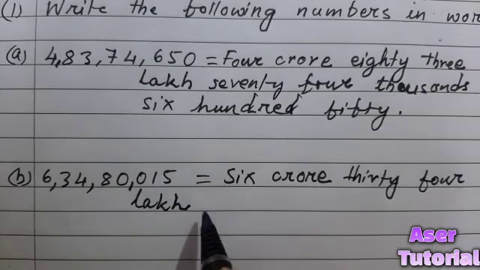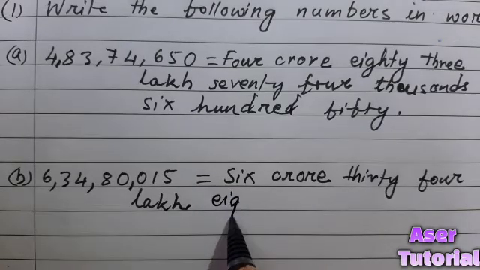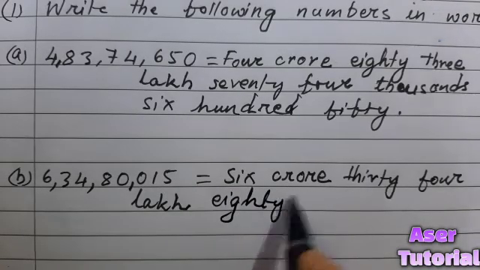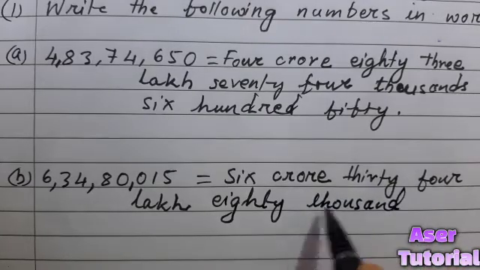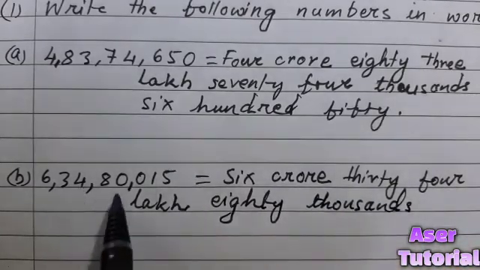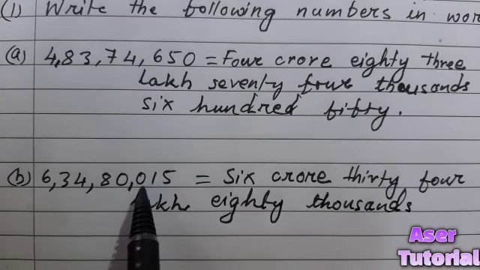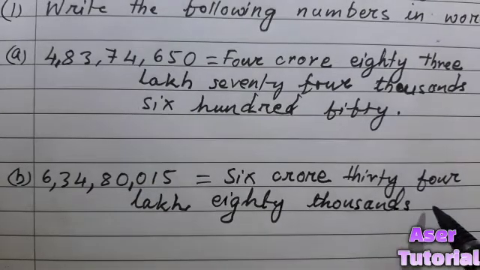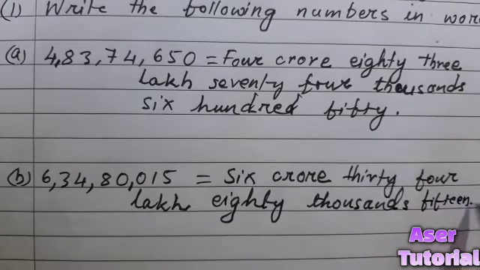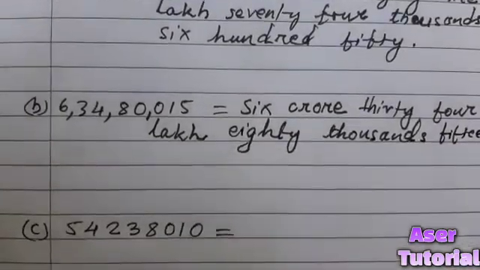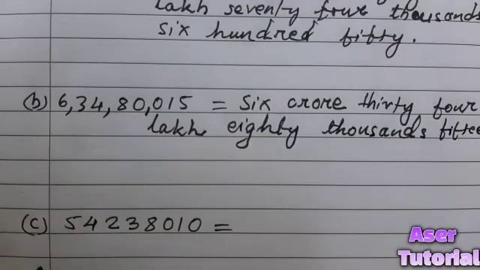What is 80,000? 80,000. Zero hundred is no need to write, and only 15. Wow, the number B also is done.